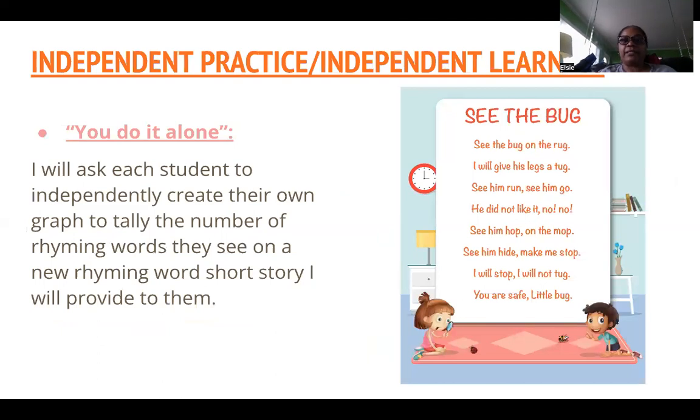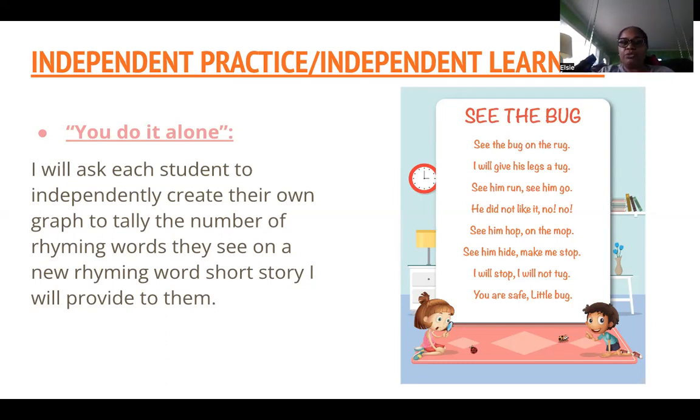The next one is gonna be you do it alone. Student, you're gonna be doing it alone. You're gonna work independently. And what you'll do is create your own graph to tally the number of rhyming words that you see. I provide you with an activity sheet that has a lot of rhyming words. So basically you will do it alone, you're gonna create your own graph. You're gonna put the rhyming words on one side, the tallies, and the total.